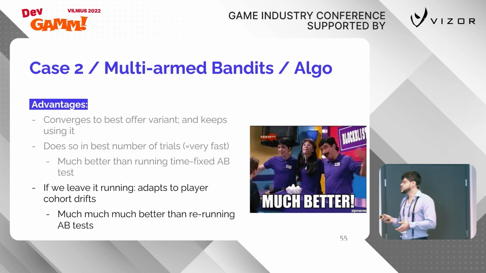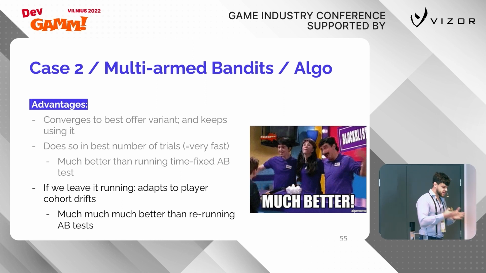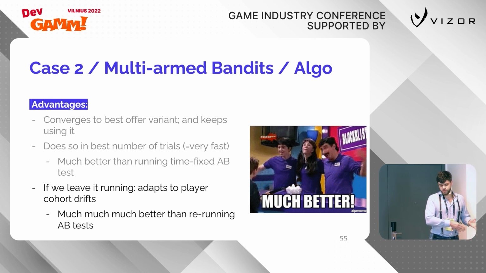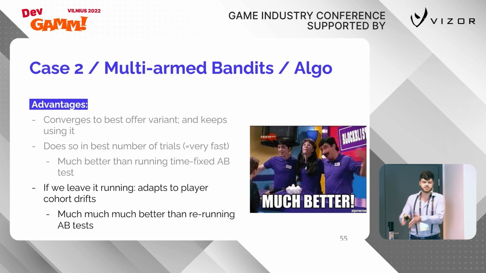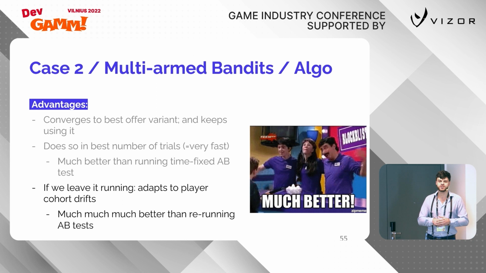And in the case of multi-armed bandits, you can leave it running, right? It will always pick the best solution it knows. But if at any point in time user preferences drift or something happens, it will notice that and change the solution it picks as well, right? It will adapt to the changes in user preferences, which is pretty cool.